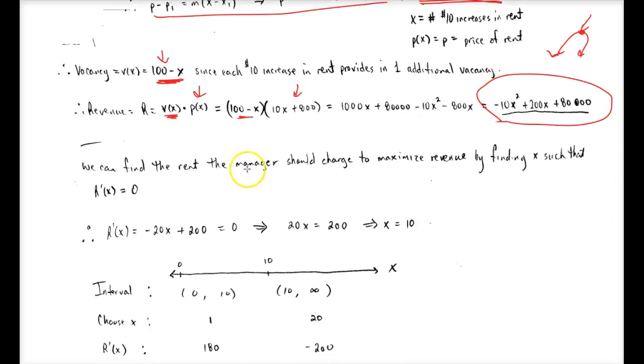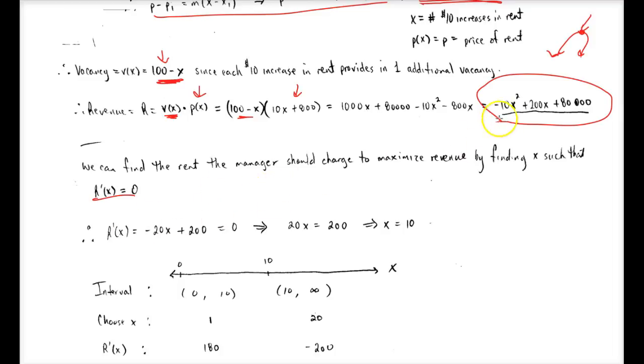To find the rent the manager should be charging, we're first going to find what value of x satisfies the rate of change of revenue being a maximum. Whenever the rate of change of revenue is equal to 0, that lets us know whether we have maximizing or minimizing revenue. In this case, we kind of know it's going to be maximizing, but we still have to verify that by using either the first or second derivative test.